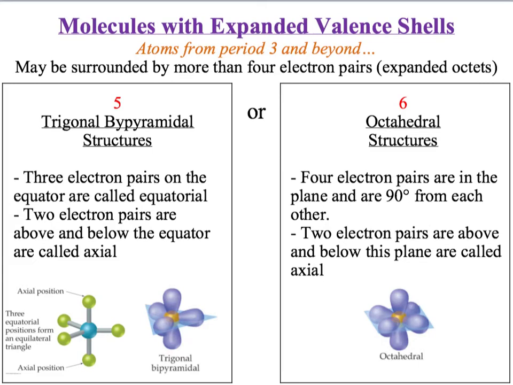Molecules with 6 electron domains can have what's termed an octahedral structure, where 4 of those electron pairs are equatorial and 2 are axial.